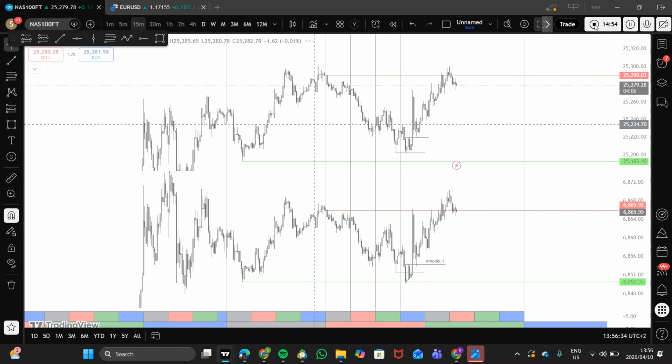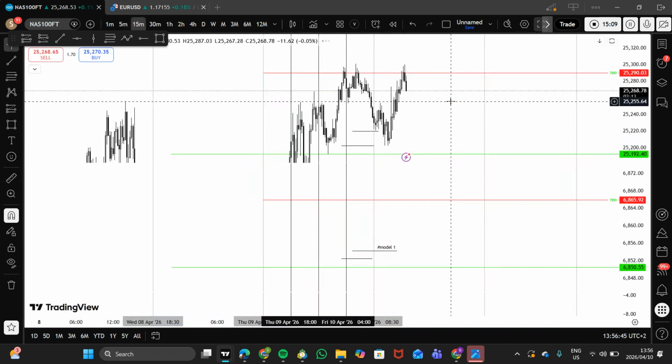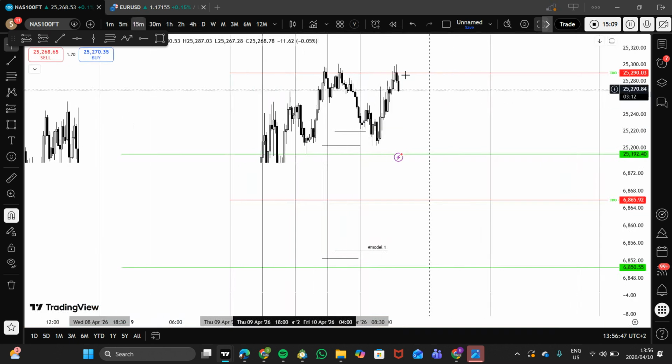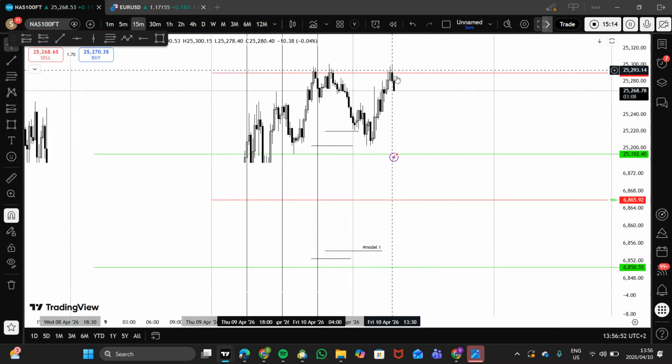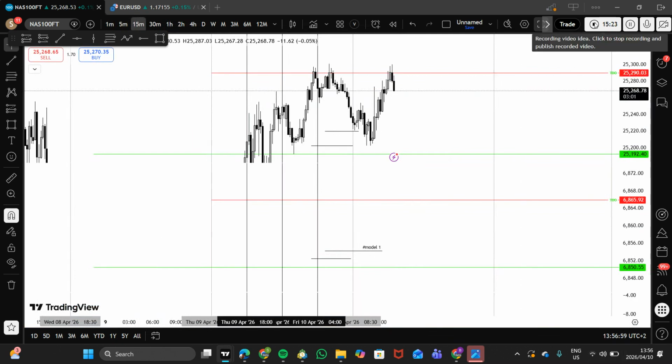I hope you enjoy today's CPI. Can you see over here what price does when it reaches these levels? My network issue is bad, so I'll just end my video right here. We'll be just waiting for CPI and see what happens in CPI.